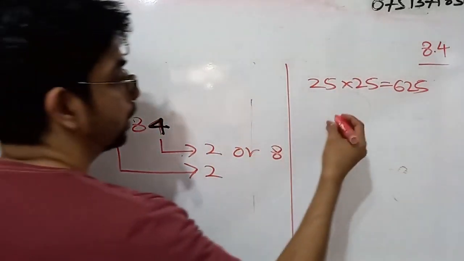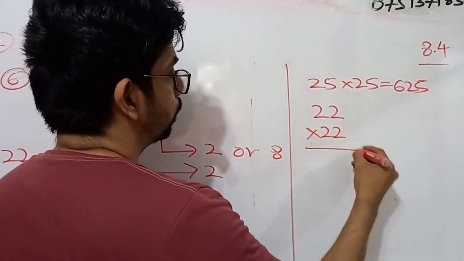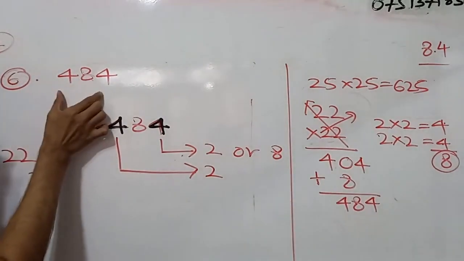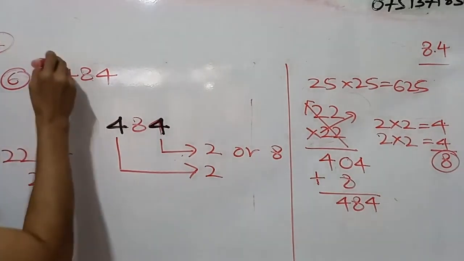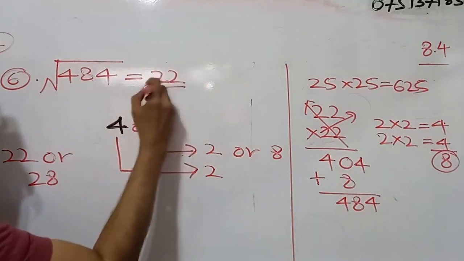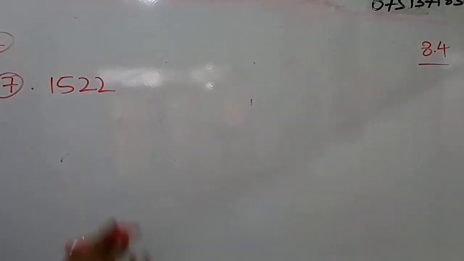So we will check it, right? So 22 into 22 is 484. So that means 484 is a perfect square. And what is the square root? 22. Right. So the next number is 1522.